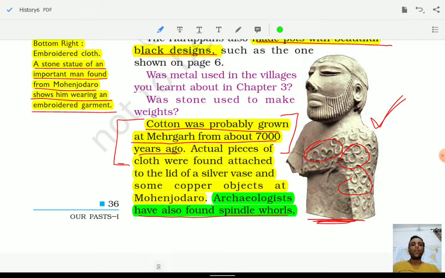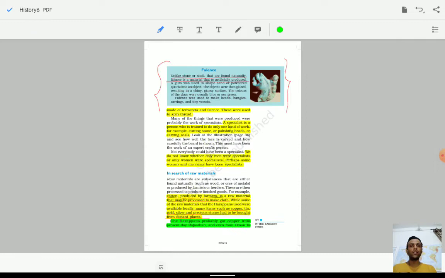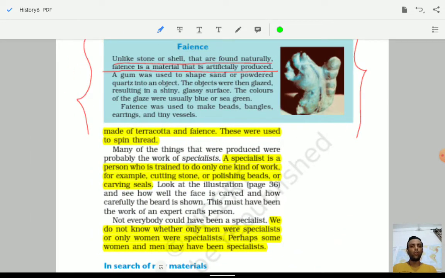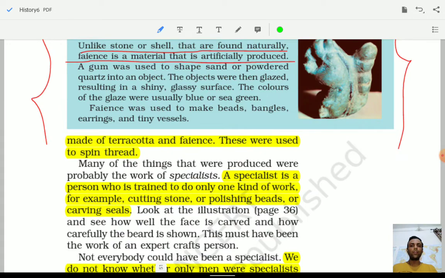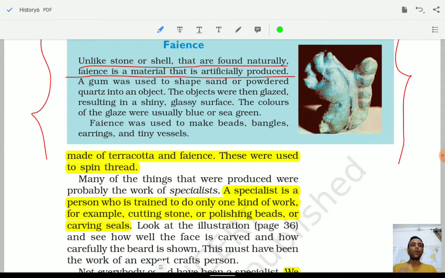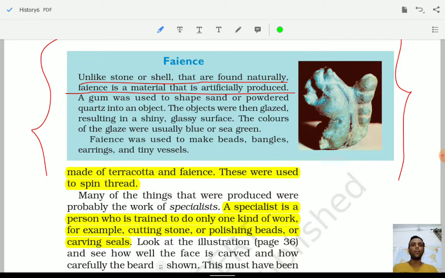At Mohenjo-daro. Archaeologists have also found spindle whorls, made of terracotta and faience. We will look at the faience because it is described beautifully, what the faience was and how it was made. These were used to spin threads. So what was the utility of spindle whorls? They were used to spin thread, and using the thread they were able to make cotton clothes, right? We have already seen the bearded man wearing a shawl with a floral design.